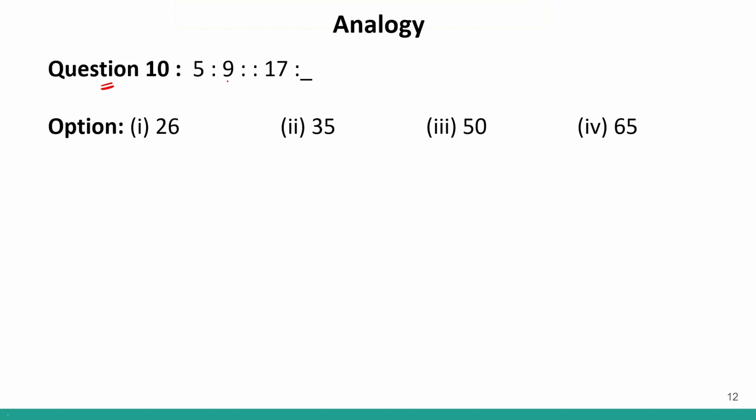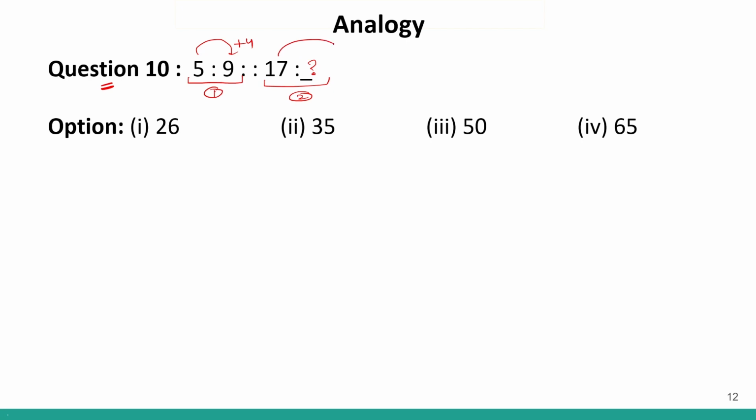Question number 10. We have 5 and 9 and 17 and we have to find the missing term. So first we will identify the relationship between the first pair and then we will use the same exact relationship to identify the missing element in the second pair. Now, what is the relationship between 5 and 9? This is basically plus 4.